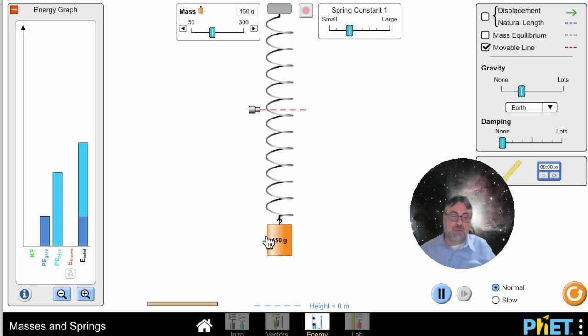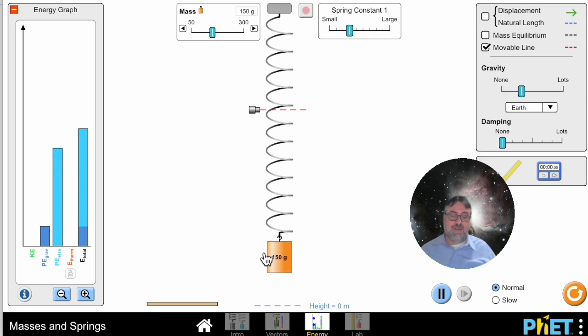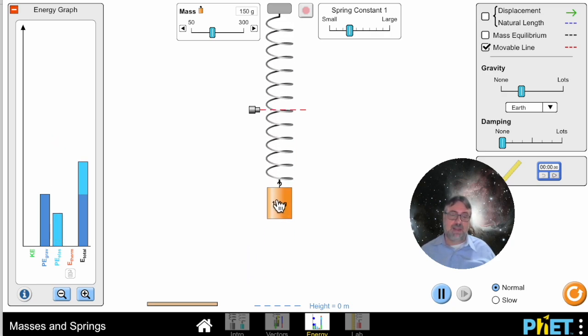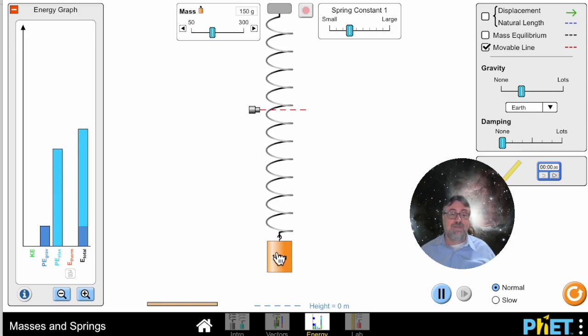As I pull down on the mass, you'll notice that the dark blue bar, the gravitational potential energy, becomes smaller. If I drag it down here, I have very little potential energy stored in gravity, but the elastic potential energy is large. That's the lighter blue. Take note of the total energy in the energy bars to the left. Now I'm going to let it go, and that's going to cause the mass to move, and we will see that we will then be converting some of this potential energy to kinetic energy.